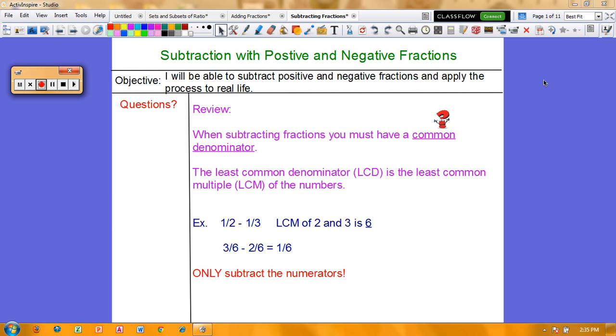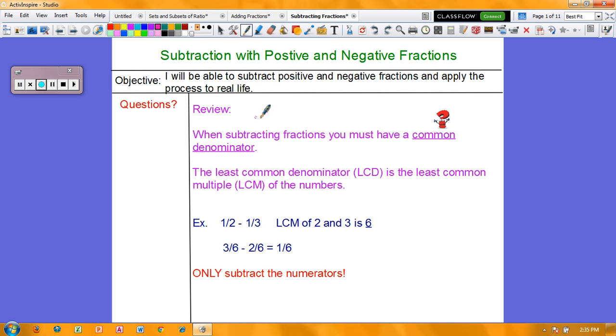Hey guys, alright, today's video is going to be about subtraction with positive and negative fractions. As always, make sure that you write down everything you see me write down. Your objective for today: I will be able to subtract positive and negative fractions and apply the process to real life.